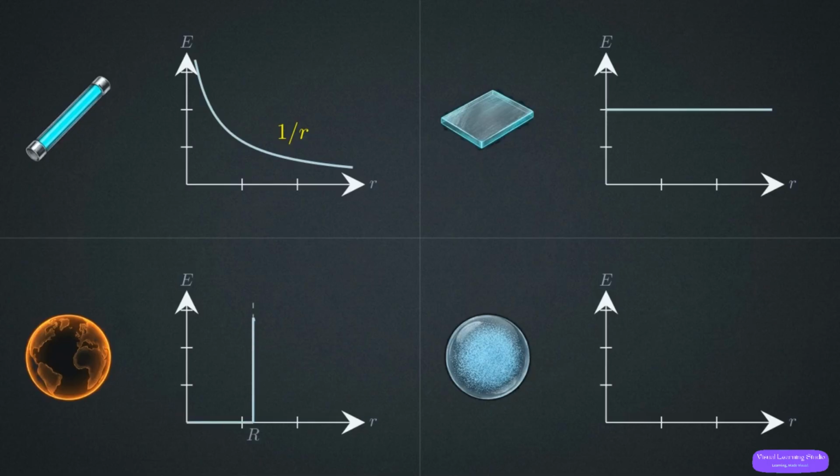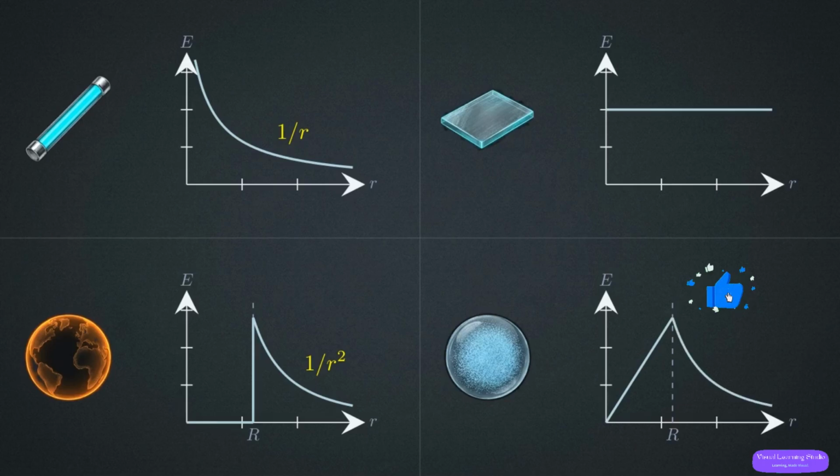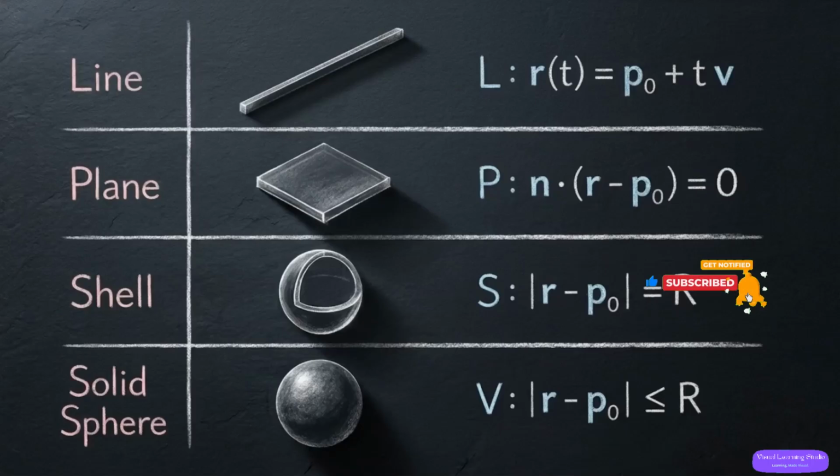Down in the bottom row, these graphs map the 3D shapes. The hollow shell stays at 0 until you hit the surface, then drops off steeply as 1/r². The solid sphere builds up its field linearly from the center, hits its peak at the surface, and then matches that exact same 1/r² decay. This is the complete map of Gauss's law applications.